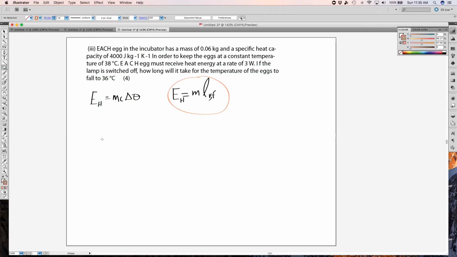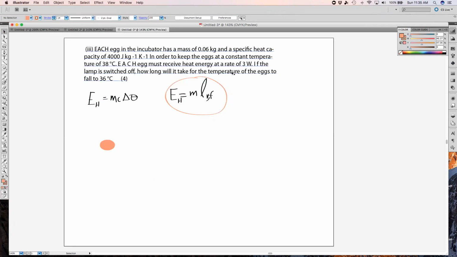And the question is saying something rather perplexing. What is rather perplexing is, in order for us to keep the egg at a constant temperature, we have to supply heat to it. We have to actually supply heat to keep the temperature constant. What does that mean? If we have to supply heat to keep the temperature of the egg constant, what does that mean?